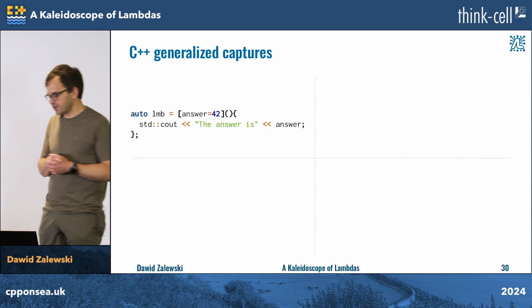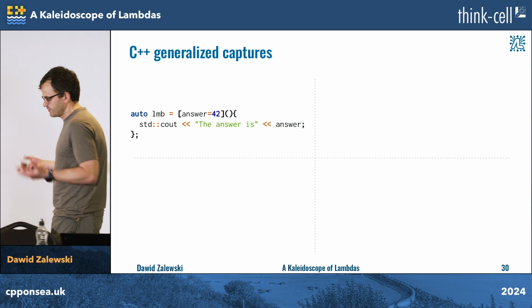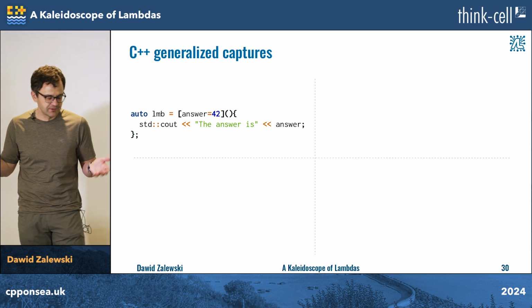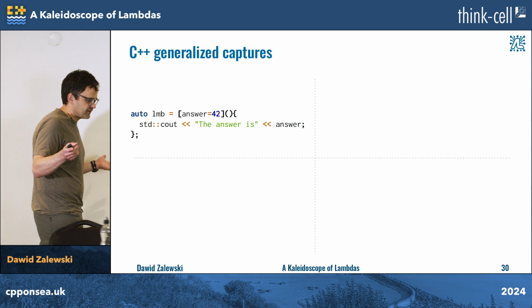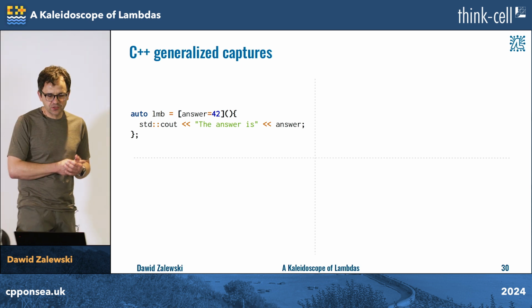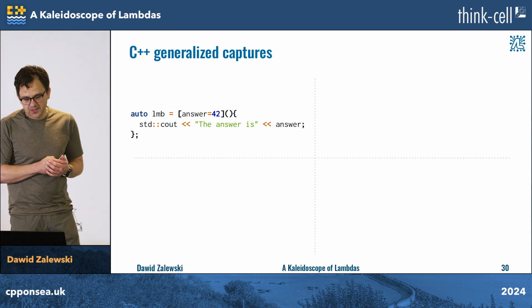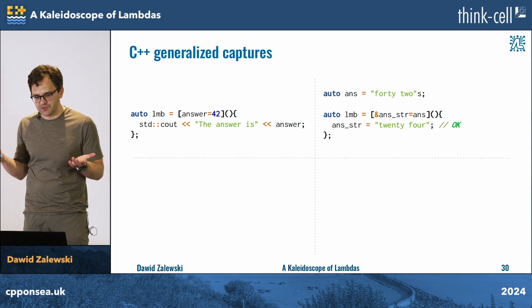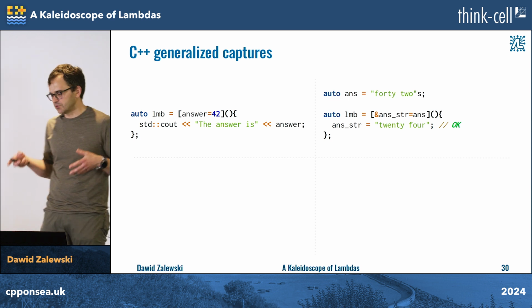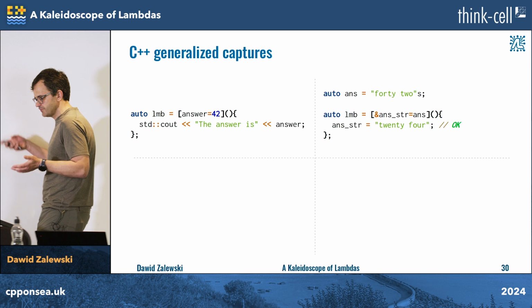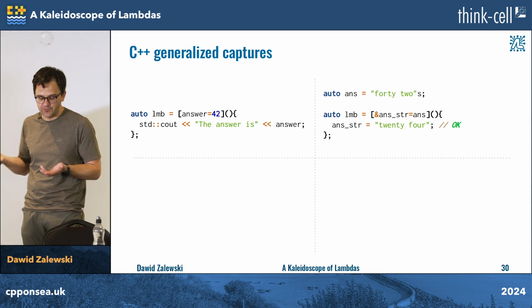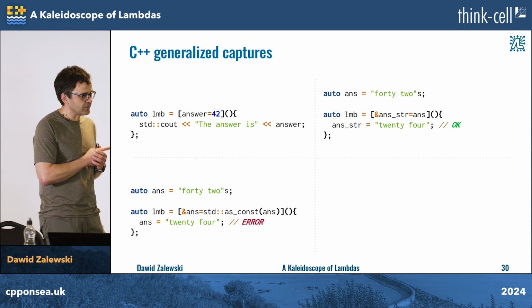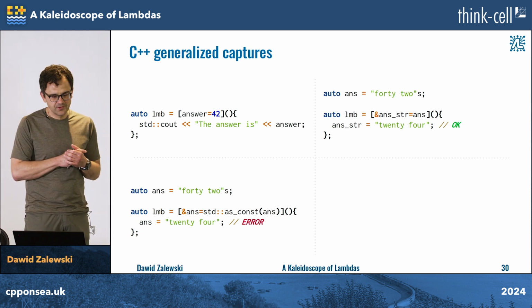First of all, you can create things on the spot. There wasn't an answer 42 before, but you can now create it. It comes into being just by virtue of being in the capture list, and you gave it a name, answer. You can rename variables or rename your captures. So you had something called ounce, now you name it answer string because it's more convenient for you. You can also, something that wasn't possible before, capture by const reference, which is pretty cool.